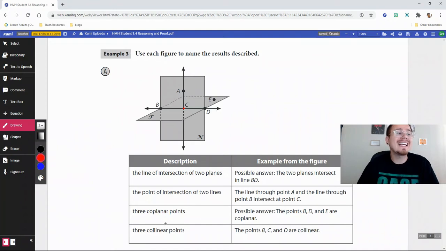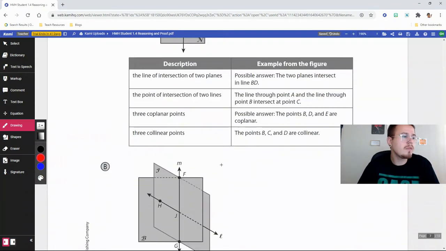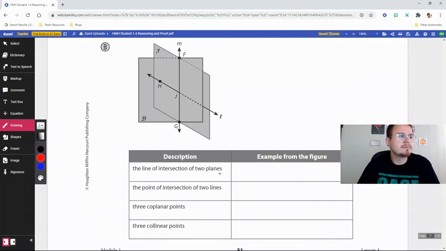3 coplanar points, so that means co is like they're together. Coplanar, they're on the same plane, so like BAD, it's bad. Or you could have had BDE. BDA works too. Collinear, BCD, that's all in one line. So do the same thing here. Slightly different orientation. Don't let your brain play tricks on you. So pause and go ahead.